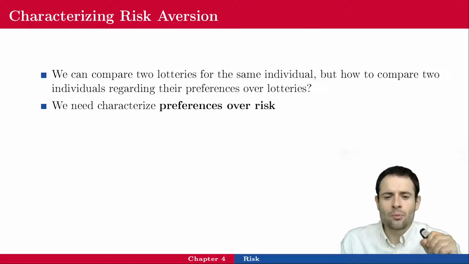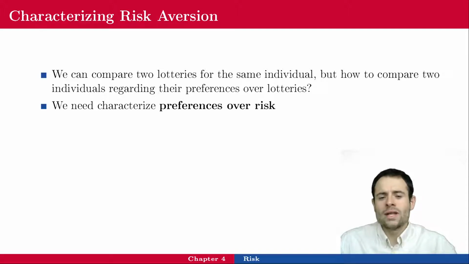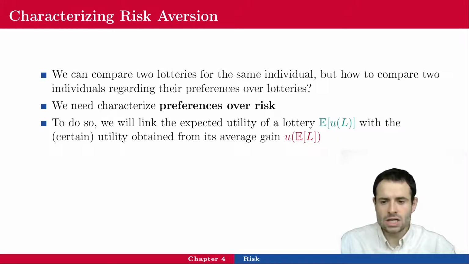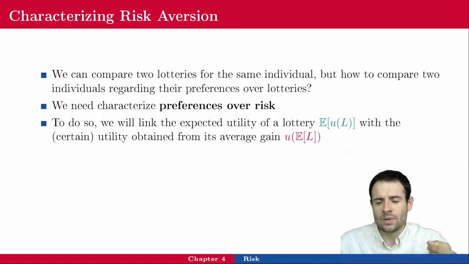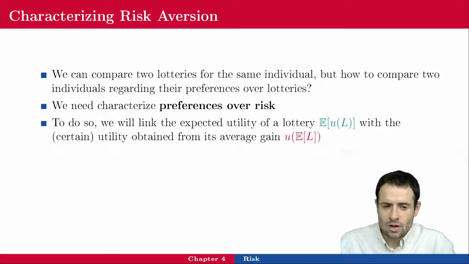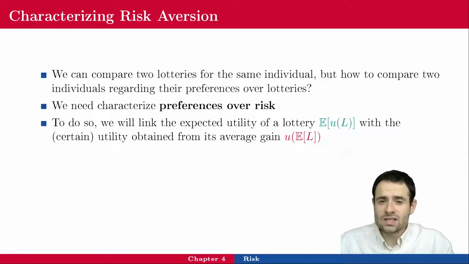So we need to characterize preferences over risk. And in order to do this, you can already imagine that one of the main ingredients is going to be the expected utility of a lottery. That's what you can expect to obtain in terms of happiness from playing that lottery. Now, we're going to need another ingredient, which is the average gain obtained for certain. So we're going to distinguish the case where you take the gamble, so you take the risk, and the case where you do not take the gamble, but instead you accept money for sure.